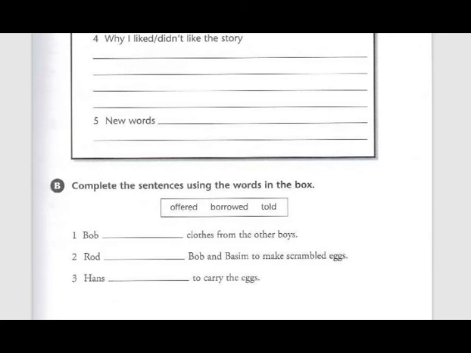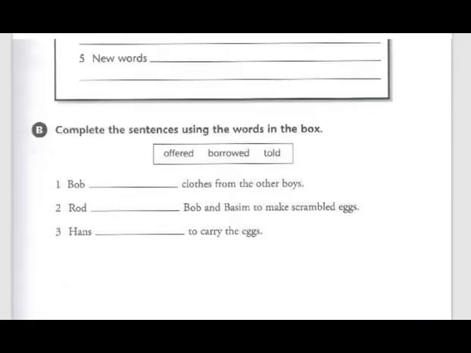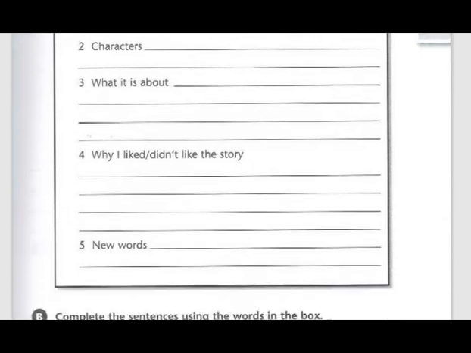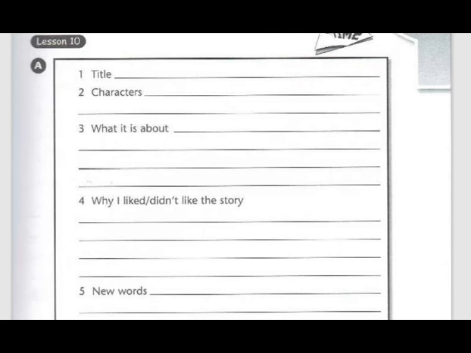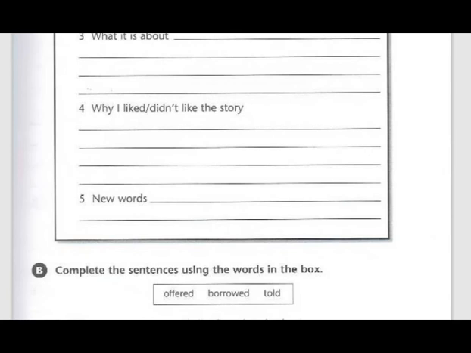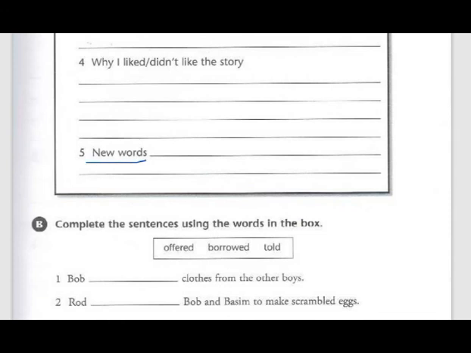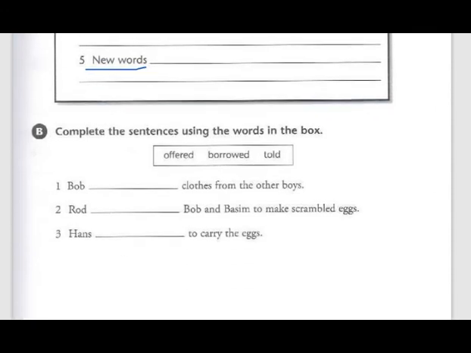Let's go to page 31. Okay, so you can fill out this table, the title about Bob and Basim, the characters. You can mention here the characters: Bob, Basim, Chuck, and others. What it is about: you can write here a summary about the story Bob and Basim. What are the things that you like and dislike about this story, and the new words. You can find here new words like pan, wallaby, and also words like scrambled eggs. All these words are new for you. You find out the new words and you write them here.